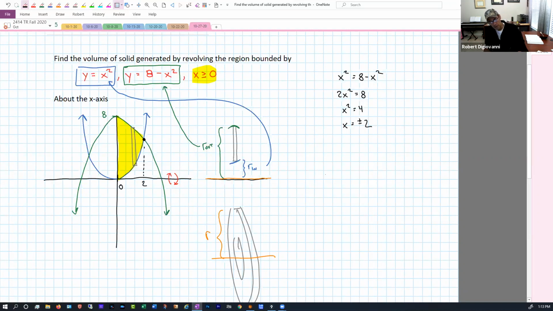And that's it. We have everything we need to set this integral up. The formula is pi times the integral from 0 to 2 of the outer radius squared, that's 8 minus x squared, squared, minus the inner radius, which is x squared, squared, dx.